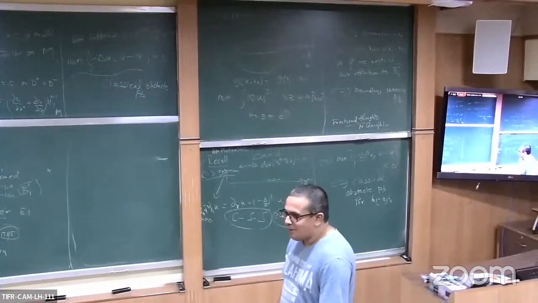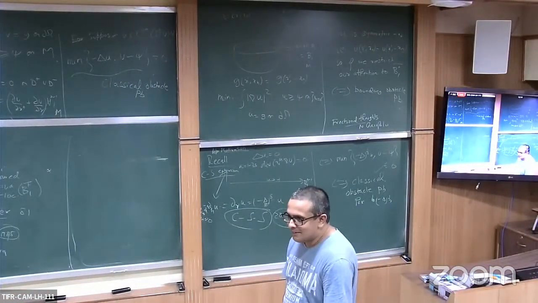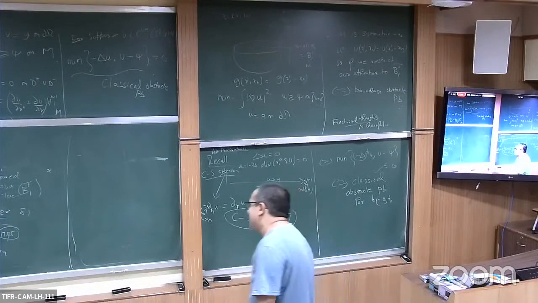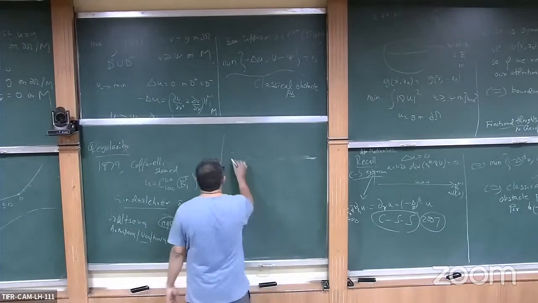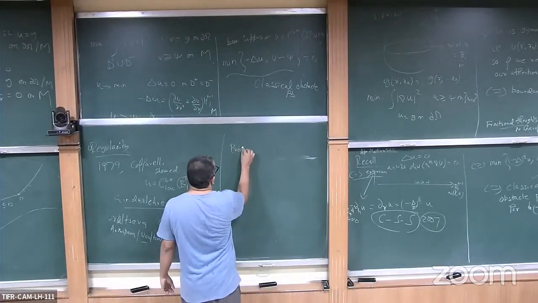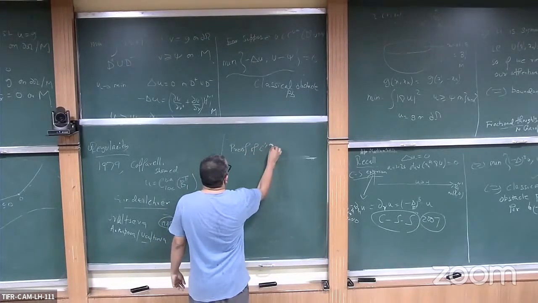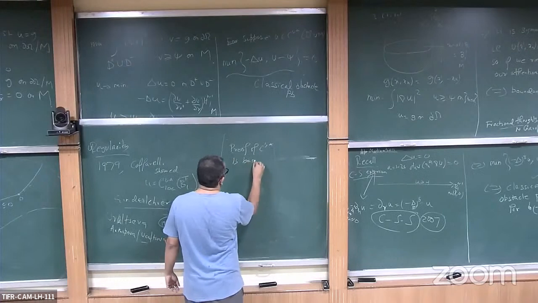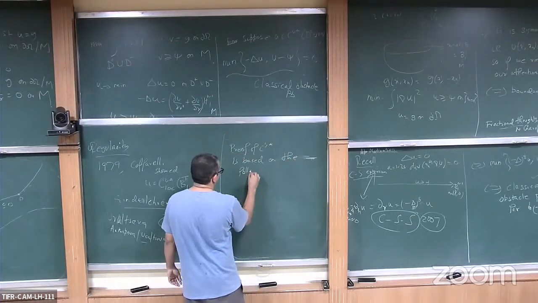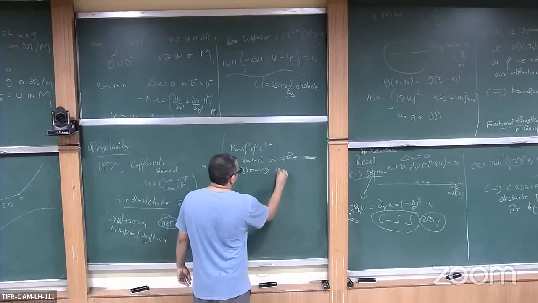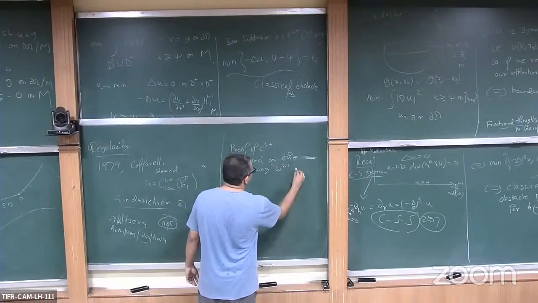So what was I doing? Proof of C^{1,α}. The proof of C^{1,α} is based on the following W^{2,2} kind of estimate.